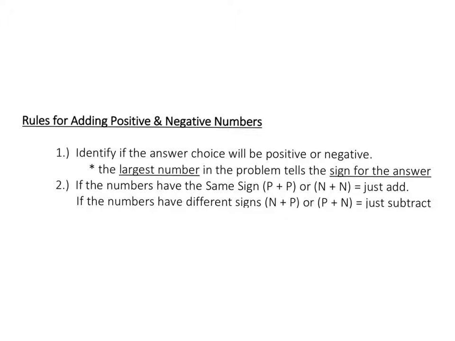The second rule is if the numbers have the same sign, positive and positive, or negative plus negative, you just add the two numbers. If the numbers have different signs, a negative plus a positive or a positive plus a negative, you just subtract.